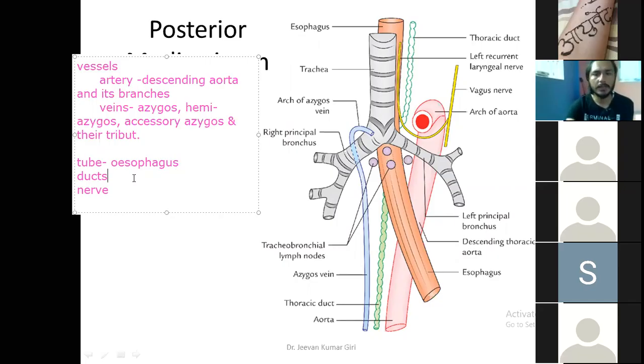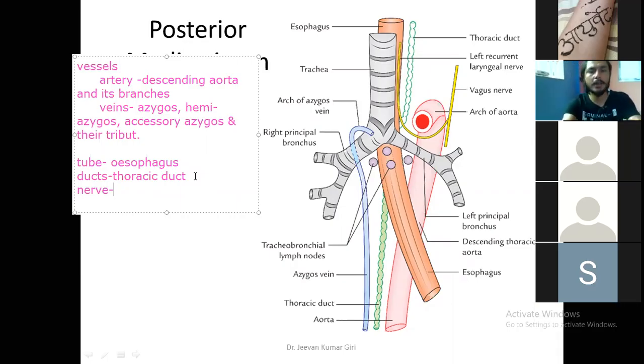Then the duct you will see: can you see this green color beaded duct? So this is the thoracic duct. That is the lymphatic duct only, the large lymphatic duct. Are you getting? Then among nerves you will see the right and left vagus nerve, and the phrenic nerve. Then one more nerve: the greater and lesser splanchnic nerve, I will tell about that.